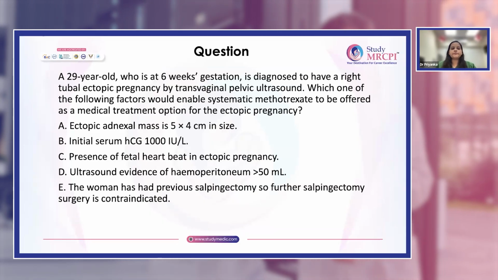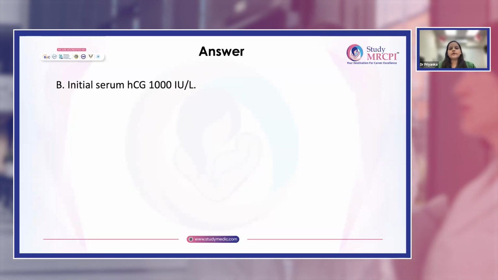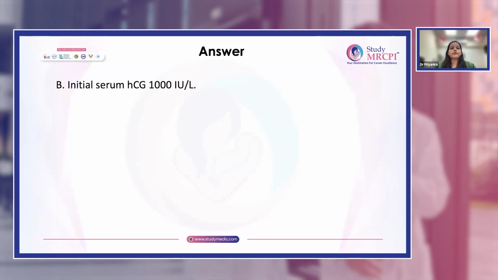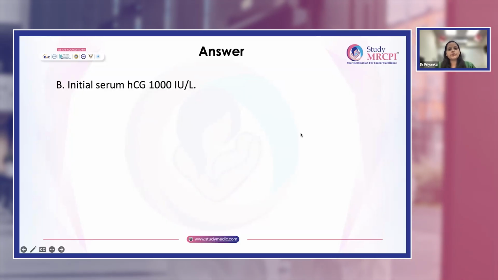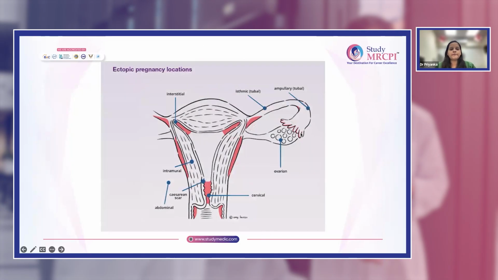So the answer here is B, that is initial serum HCG of 1000. So after a few slides, we will come to know what is the criteria of expectant management, what is the criteria of medical management, and what is the criteria of surgical management.